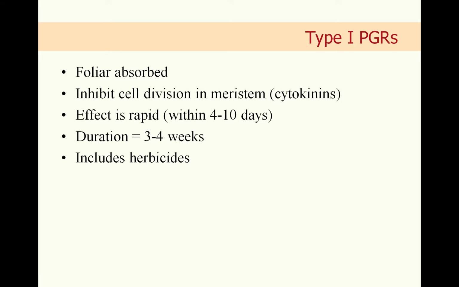These inhibit cell division in the meristem region, so they really are interfering with cytokinins, which leads to more phytotoxic effects than the gibberellin inhibitors. The effect is quite rapid. The duration is usually effective for about 3 to 4 weeks after application. And if you think about it, most turf herbicides obviously affect plant growth, and some herbicides can be included in this category because when used at low rates, they can have a plant growth regulating effect.